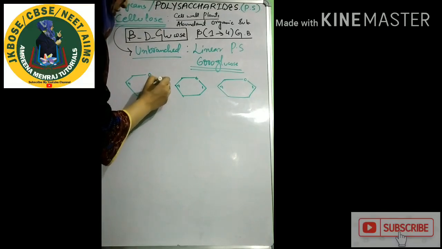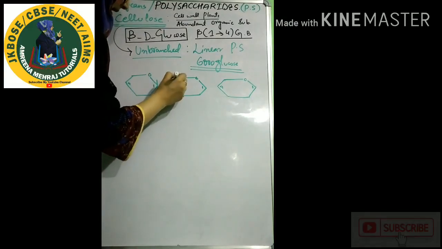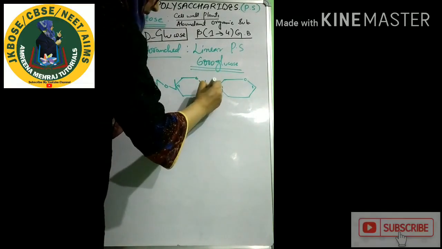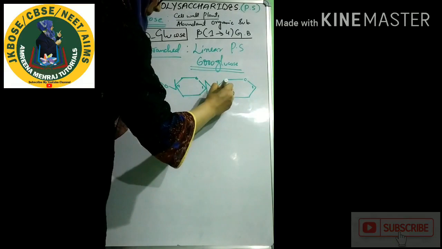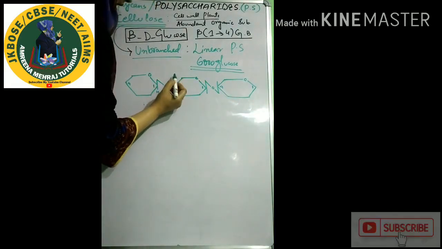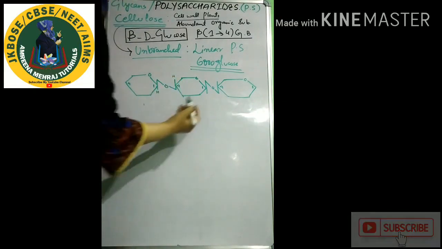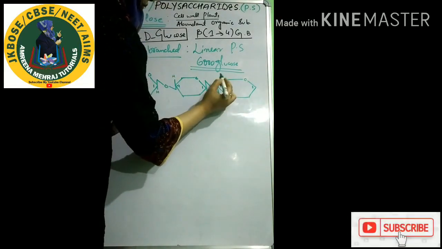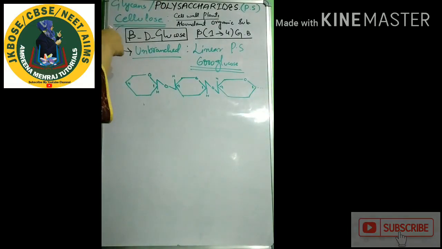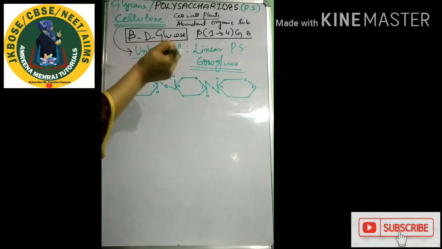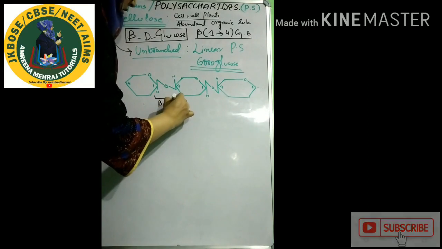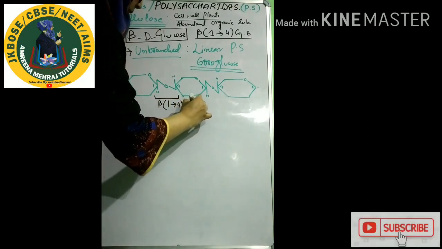So the bond formation will be like this. You will be having something like this over here. You have an oxygen bound to this. Over here, the same case, oxygen bound to this. Here you have H and here you have H. In this way, these beta D glucose molecules are connected to one another. The linkage between two glucose molecules is beta 1 to 4 glycosidic bond.